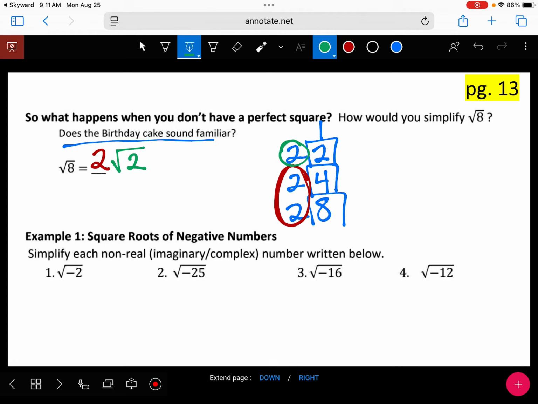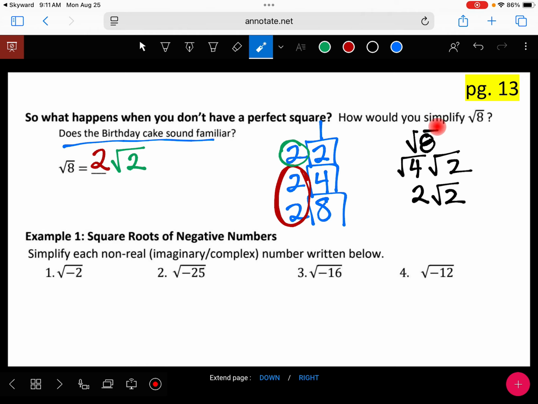Another way to do that, though, is to take the square root of 8 and see which one of these numbers can divide into 8. Does everybody agree that 4 will divide into 8? 4 times what is 8? 2. So I'm going to break this apart to 4 times 2. And then this is going to change to a 2, and this has to stay. 2 different ways to get the same answer. Now, this is the method I prefer. But on the test, you do it the way you know you're going to get it right.